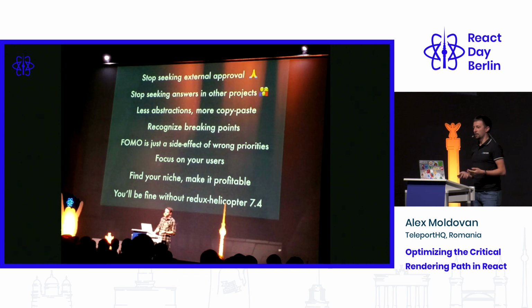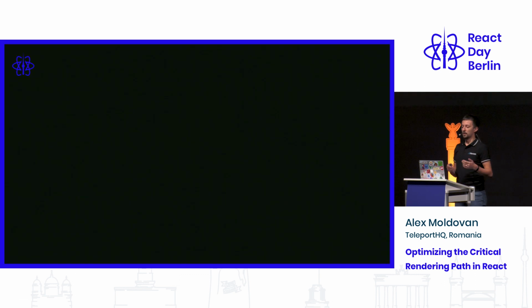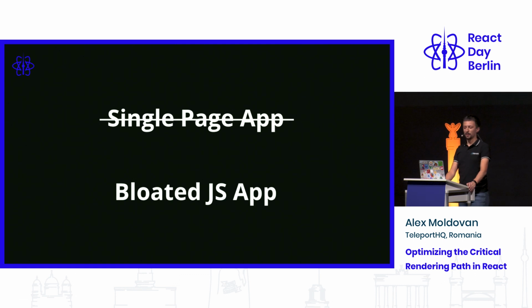So I'm actually thinking of just naming this optimizing the critical rendering path, because this is about performance. It briefly touches React, because my experience is in optimizing React applications, but whatever I'm presenting here can easily be applied in Angular, in Vue, and pretty much in all the frameworks in any architecture that is coined as a single page application. Actually, I don't like this term. I prefer to use the bloated JavaScript application term, which is maybe a bit more rewarding as you do performance.